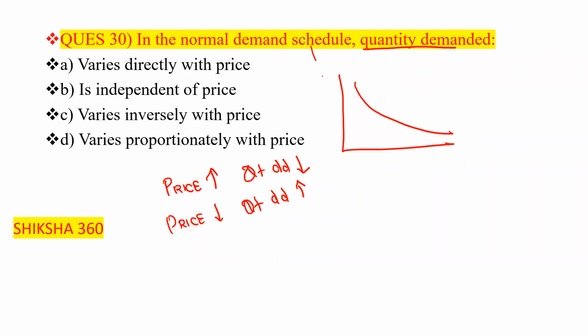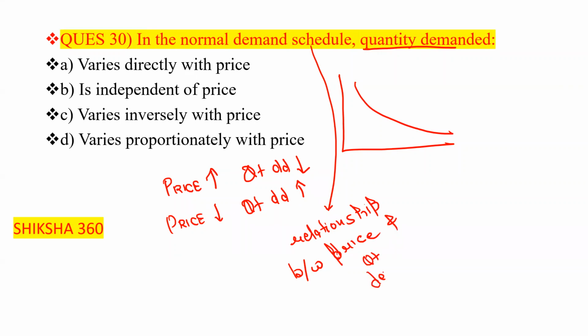And under the demand schedule, basically it is the relationship between the price and the quantity demanded. Clear, so now let's discuss what this question says, that in the normal demand schedule, quantity demanded varies directly with the price. No, this is basically the inverse relationship. If the price is increased, quantity is going to decrease.